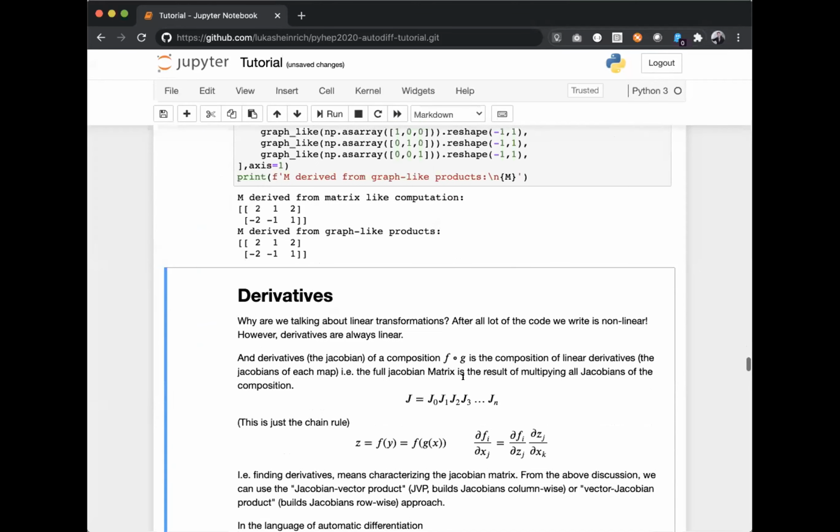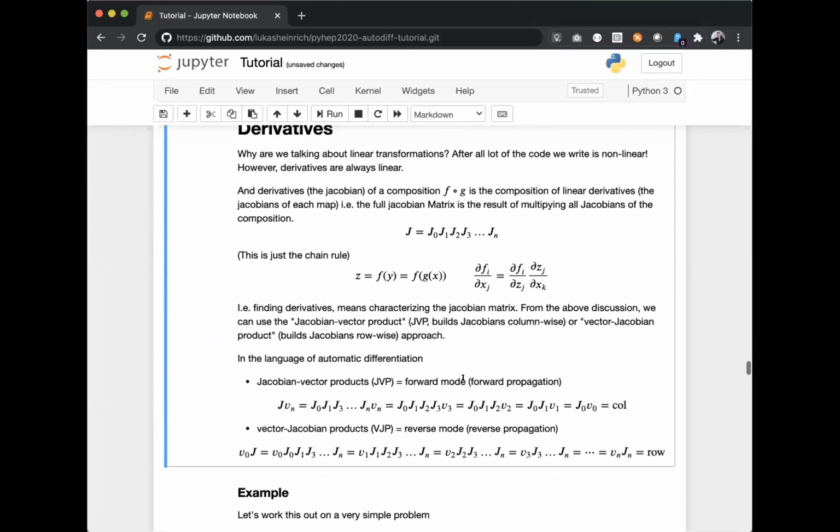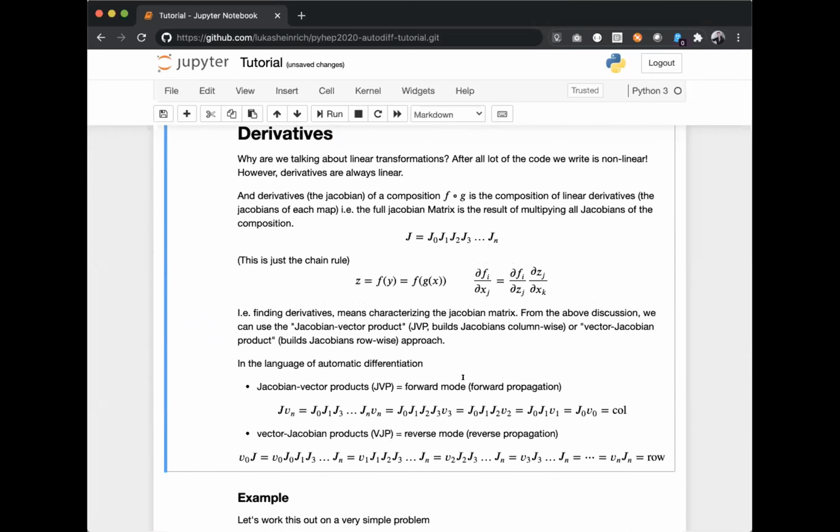So let's talk about derivatives. And so you might wonder, well, okay, why did I spend so much time to talk about linear transformation? The reason is because this is basically the entire trick of automatic differentiation.